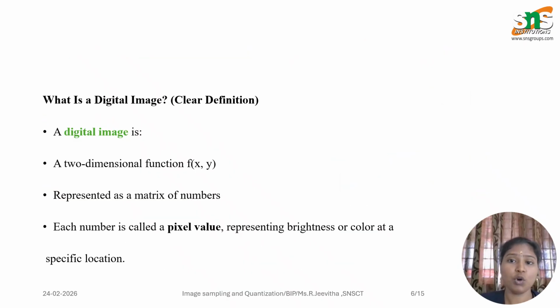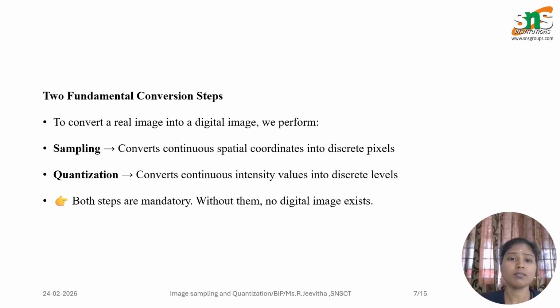Now let us understand what exactly a digital image is. Mathematically, a digital image is represented as a two-dimensional function f(x,y), but practically it is stored as a matrix of numbers. Each element in the matrix is called a pixel. Each pixel stores a brightness or color value at a specific location. So you can imagine an image as a grid of tiny squares. Each square stores a numerical value.